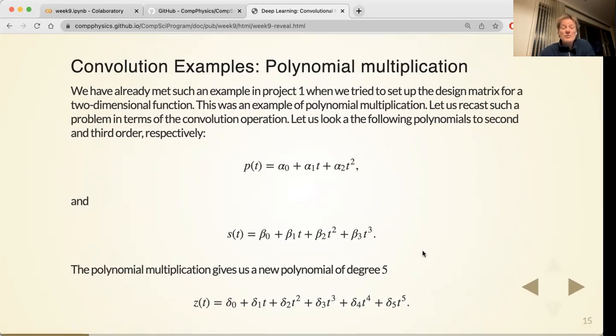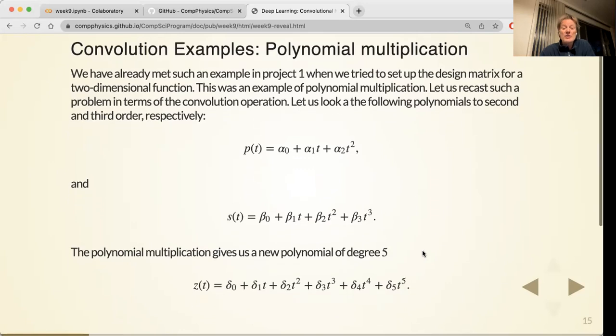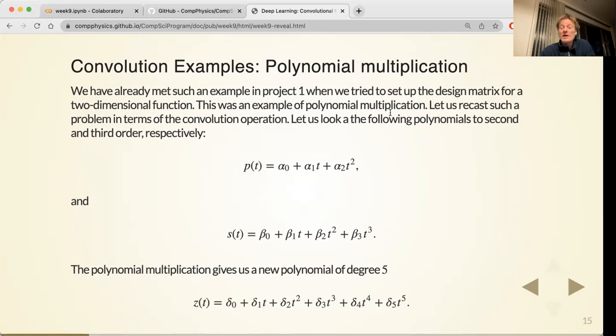One of them, which I wanted to show you, is like when you met in project 1, we tried to set up a design matrix for a two-dimensional function. That was an example of a polynomial multiplication, which we did. You can actually recast that operation in terms of convolution. I just wanted to remind you of some specific ways by which you would do convolution and how you can represent specific mathematical operations.